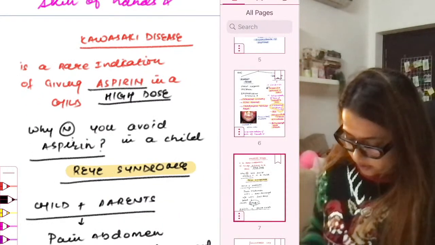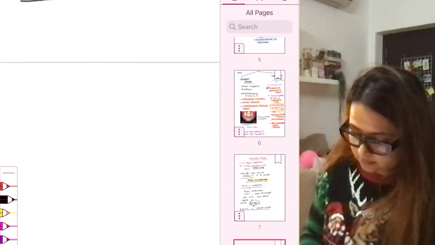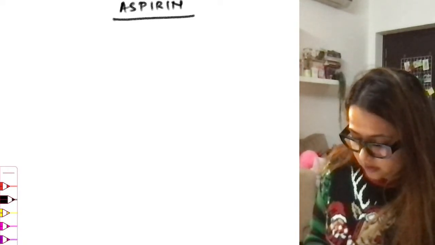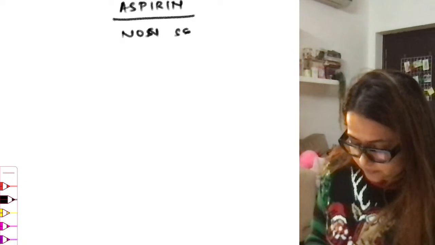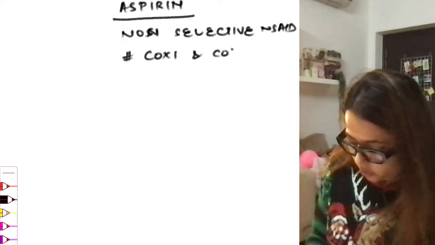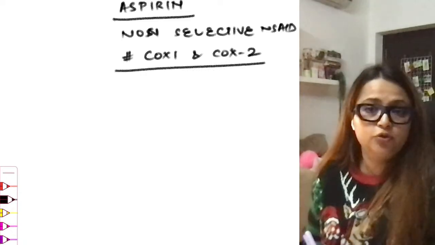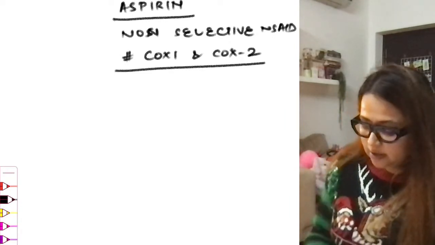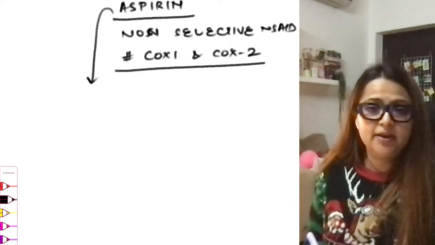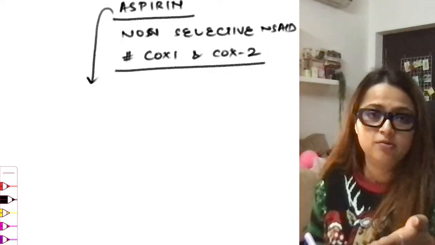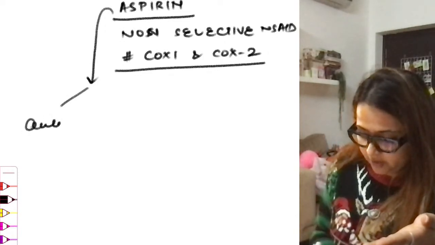Guys, when you talk about aspirin, aspirin has different kinds of action. Aspirin is a non-selective NSAID. That means it is going to inhibit both COX-1 and COX-2. COX-1 or COX-2, these are the cyclooxygenase enzymes. All right. Now, aspirin has additional actions apart from anti-inflammatory action. How anti-inflammatory action? Because it is inhibiting the cyclooxygenase pathway.